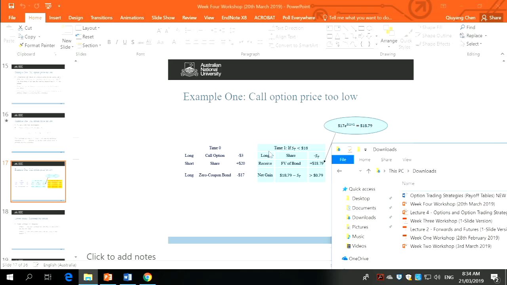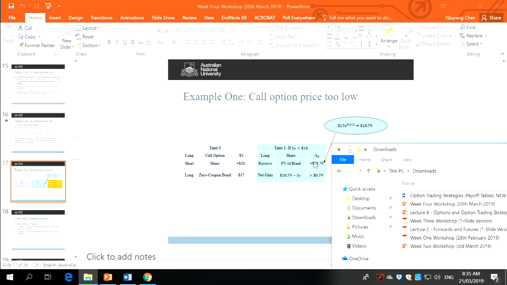What else do we need to do? Remember, we took a long position in the zero coupon bond a year ago. Now is the time the zero coupon bond pays us the face value. So how much is the face value? That's 17 times e to the power of 10%, brought forward 1 year. So in 1 year's time, this zero coupon bond will pay us $18.79. So that's the face value of the zero coupon bond. That's us getting the money.